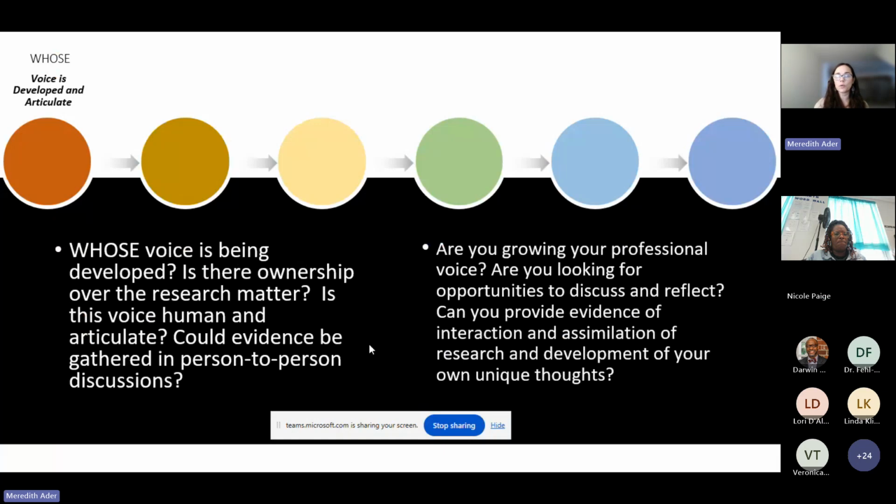So we ask ourselves, whose voice is being developed? Is there ownership over the research? Is this voice human, and is it articulate? Could you produce evidence? In a person-to-person conversation, could you create evidence that you have ownership over this topic? Are you growing your professional voice? Are you looking for opportunities to discuss and to reflect? And can you provide evidence of interaction and assimilation of research and development of your own unique thoughts?